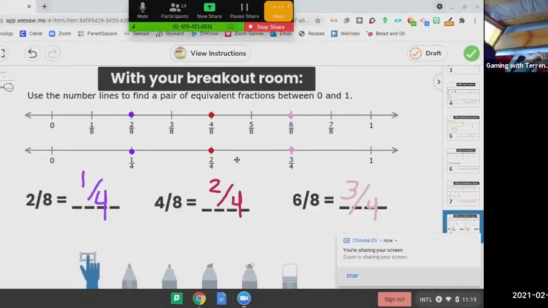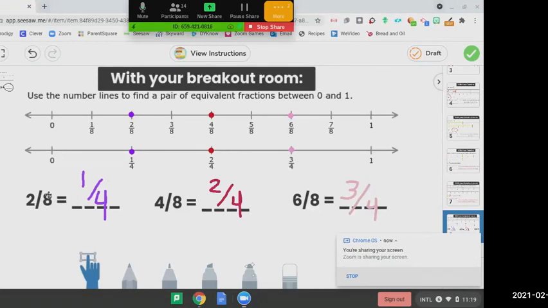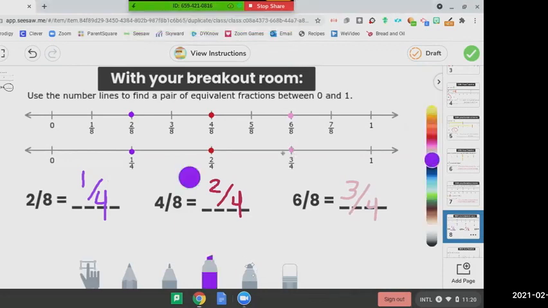Okay, and then slide 8. This is what you should have found here on slide 8. With your breakout room, you should have found that 2/8 is equivalent to 1/4. 4/8 is equivalent to 3/4. And 6/8 is equivalent to 3/4. So we have these lined up here. We can see that they are in fact in the exact same location on the same sized whole number line.